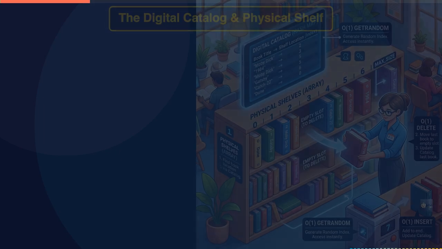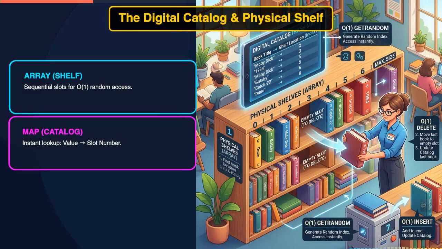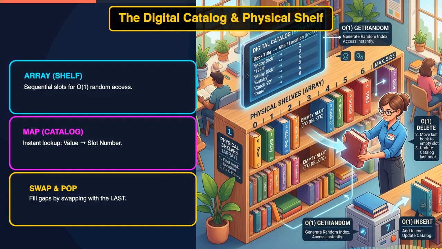Imagine a perfectly organized library. You have a physical shelf where books are placed in sequence, that is our array. You also have a digital catalog where every book title maps to its exact slot number on the shelf, that is our hash map. When you want to add a book, you put it in the next empty slot and update the catalog. When you want a random book, you just pick a random slot number.